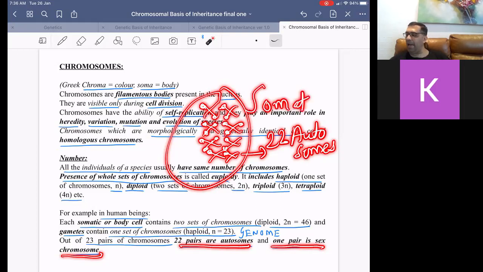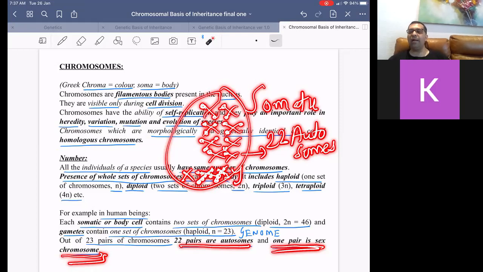So these are all somatic or body characteristics. And one pair is the pair of sex chromosomes, and sex chromosomes are X and Y. Y chromosome has on it the gene for testis, penis, testosterone, vas deferens, seminal vesicle, prostate gland, Cowper's gland. X chromosome has the gene for ovary, fallopian tube, clitoris, estrogen, progesterone, uterus, vagina, labia majora.